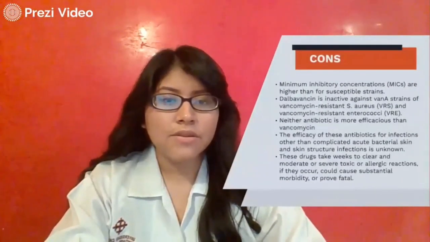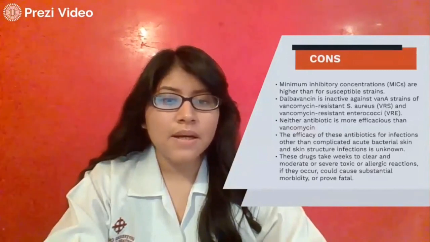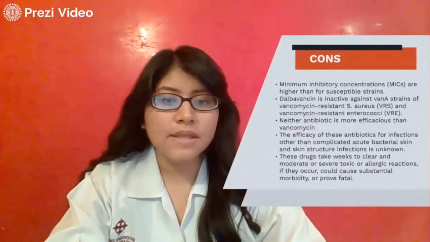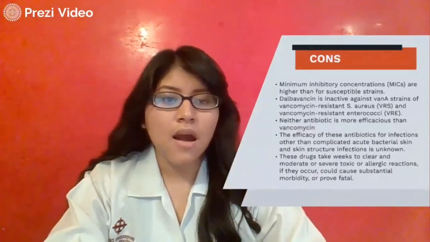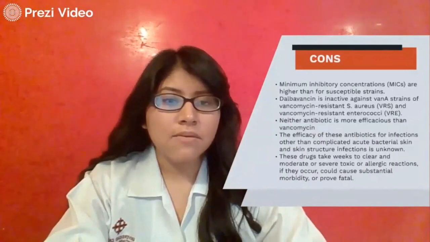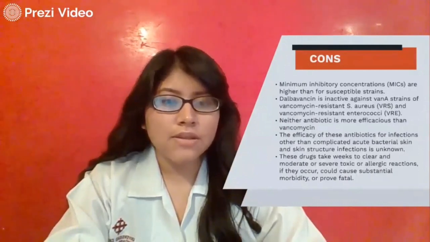Minimum inhibitory concentrations are higher than for soft-lived strains. Dalbavancin has activity against strains of vancomycin-resistant S. aureus (VRS) and vancomycin-resistant Enterococcus (VRE). Neither antibiotic is more efficacious than vancomycin.